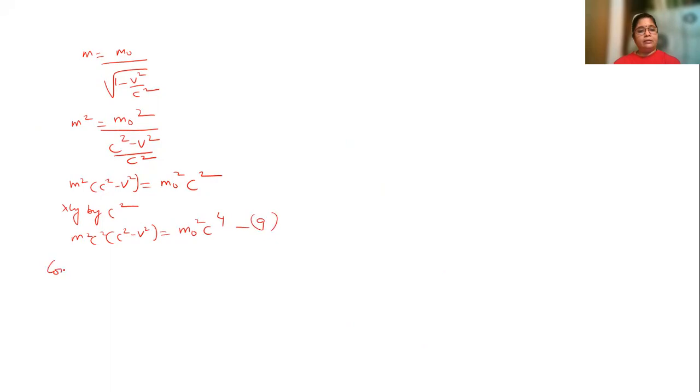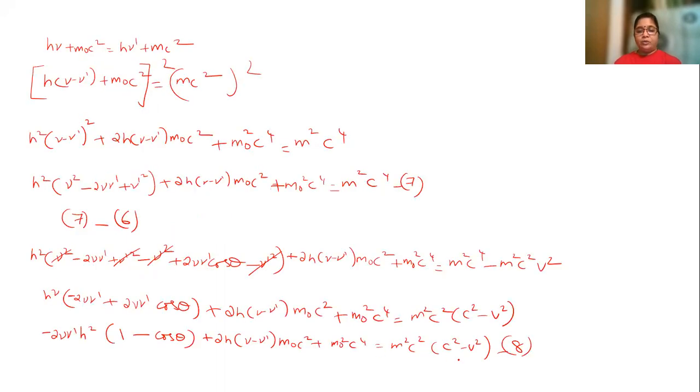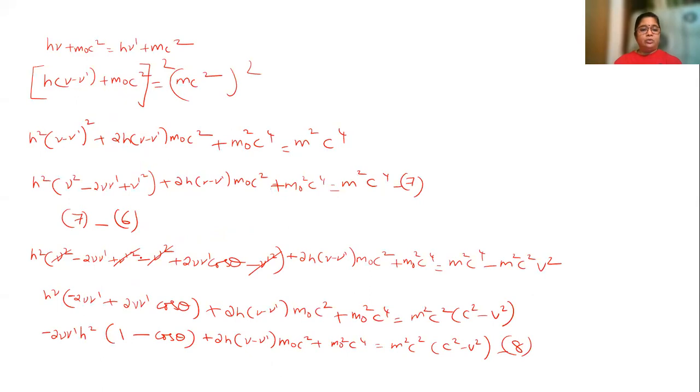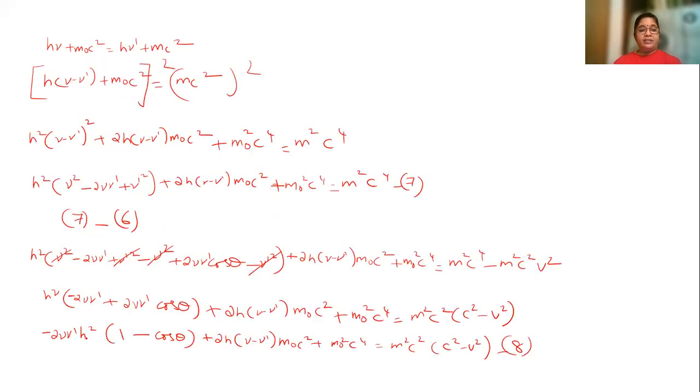Now compare 8 and 9. Let's go back to 8. In 8, m square c square minus v square is on the right hand side, and in 9, m square c square minus v square is on the left hand side, which means I can equate both. So I'm going to write equation 8 again. Minus 2h square nu prime (1 minus cos theta) plus, so what is 8? Minus h square, 2h (nu minus nu prime) m naught c square.